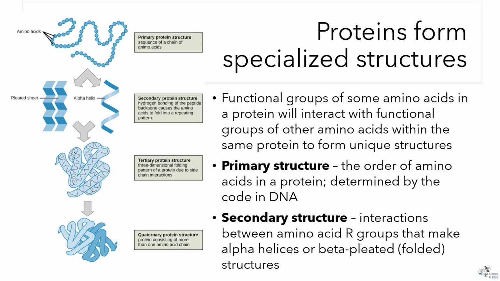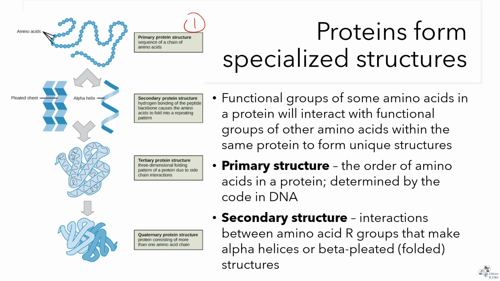So first we have the primary structure. You can see that one right here up at the top. That is the order of the amino acids in the protein. So there's 20 of them total. Which one comes first? Which one comes second? Which one comes third? That is your primary structure. And so when we depict it, it's like a necklace with a bunch of beads on it.